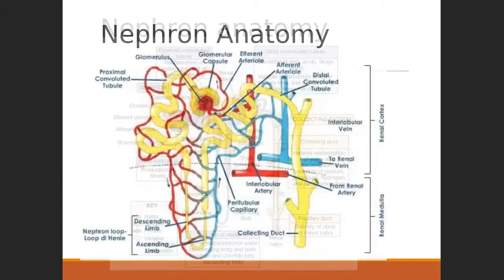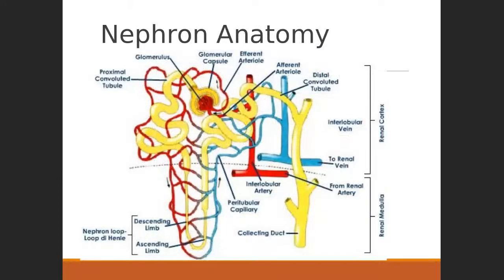Recall one more time that anything that gets reabsorbed re-enters the circulatory system at either the peritubular capillary or the vasa recta. Both of those are capillaries that are simply an extension of the efferent arterioles that were leaving the glomerulus.